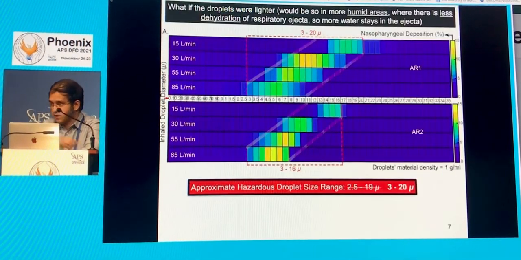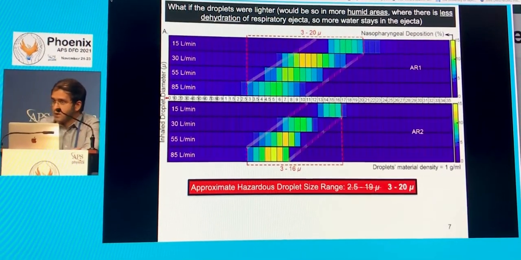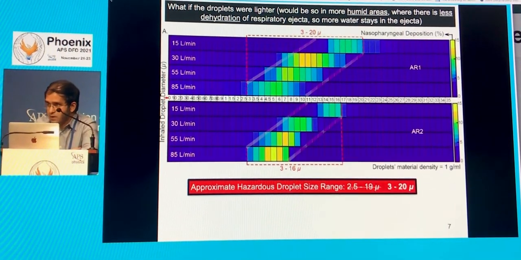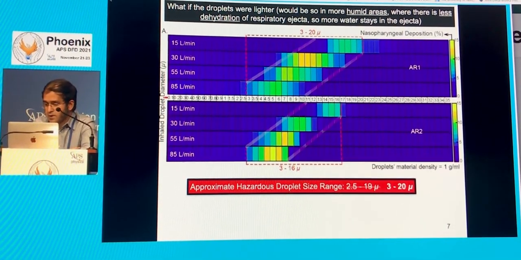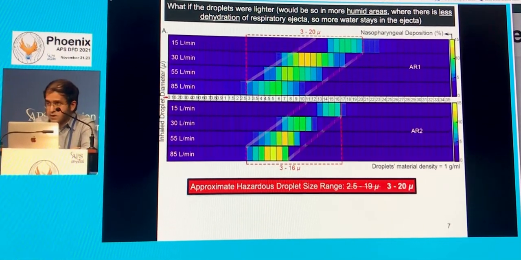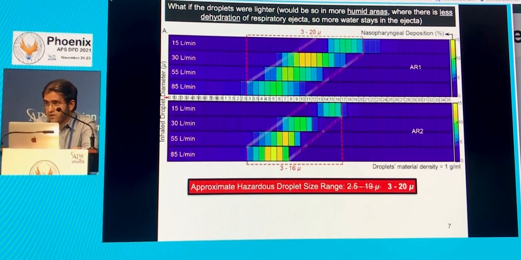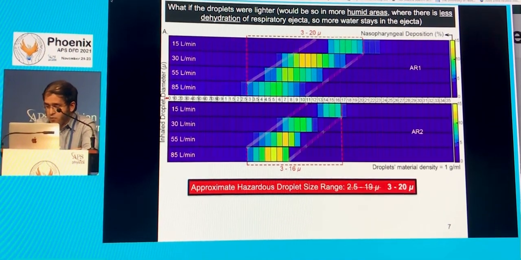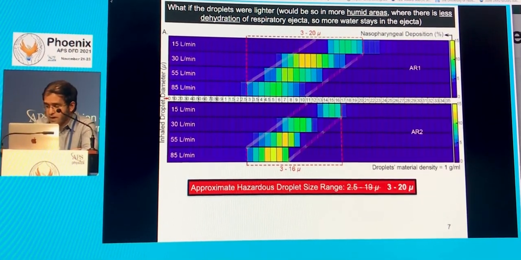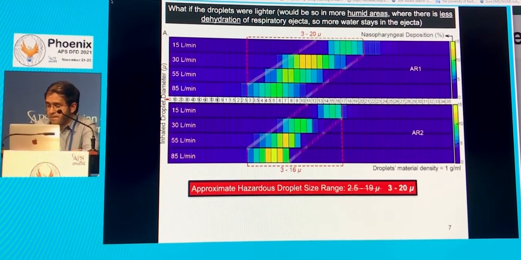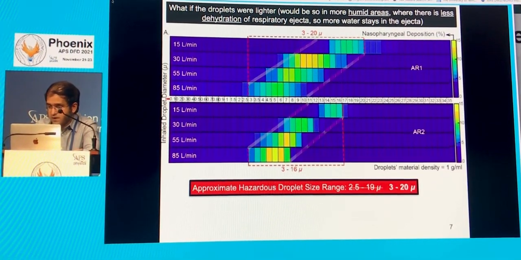But let's imagine that we are in a humid climate. The environmental dehydration is low, and the droplets retain their watery components, and as such, the density is close to that of the oral fluids, which is mostly watery in nature. So with 1 gram per ml as density, the size range that lands directly at the nasopharynx is revised just slightly to 3 to 20 microns.